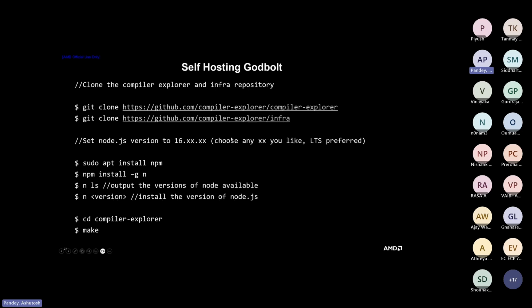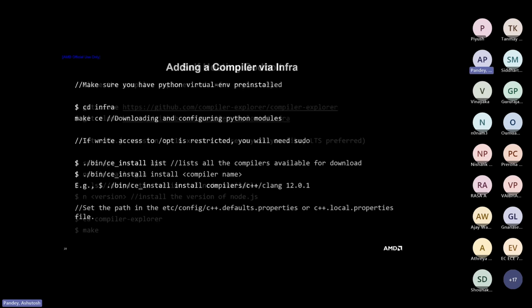So you have to just clone the repository for the compiler explorer repository and the infra repository. You have to set your Node.js version to 16. You can choose any version, but they prefer LTS versions. Then this is the steps for Linux. I don't know how it will work for Windows. And honestly, I don't care. I don't use Windows that much. But you have to do an NPM install, and then you have to just make. As soon as you hit make, your local instance will start running.